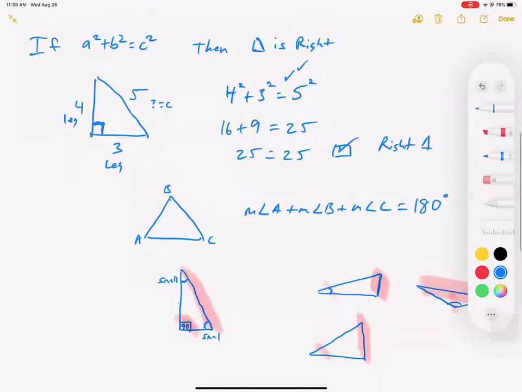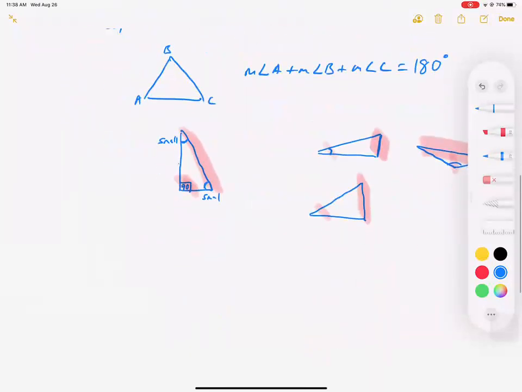Whenever you're trying to figure out which one's the hypotenuse, if I give you a triangle without drawing it out, and I give you 3 sides, here are 3 sides, is it right?